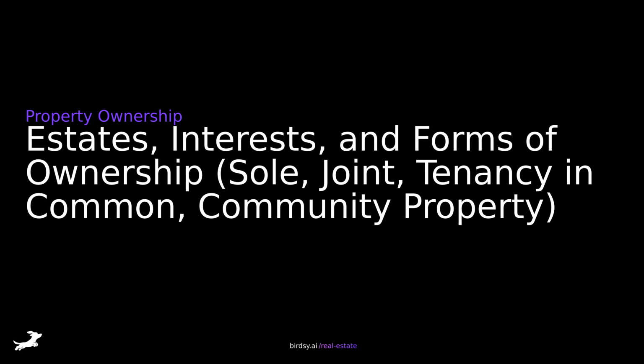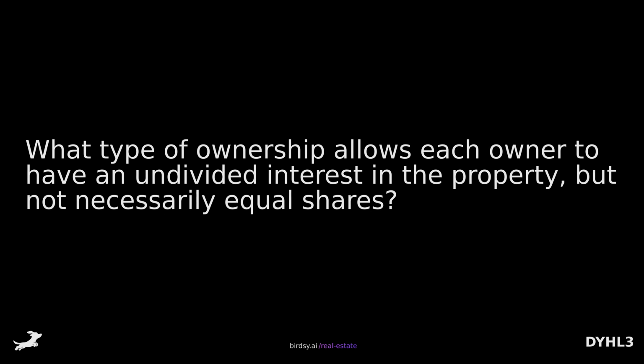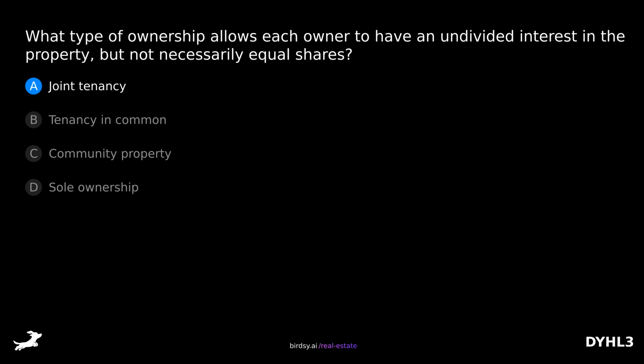Estates, interests, and forms of ownership: sole, joint, tenancy in common, community property. What type of ownership allows each owner to have an undivided interest in the property, but not necessarily equal shares? Is it A, joint tenancy, B, tenancy in common, C, community property, or D, sole ownership? The answer is B, tenancy in common.